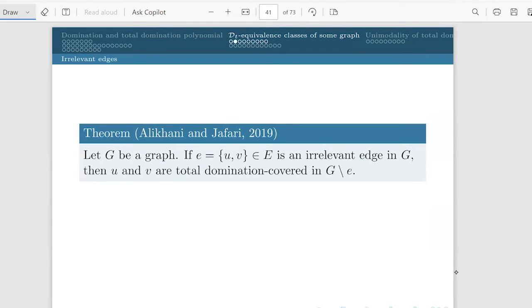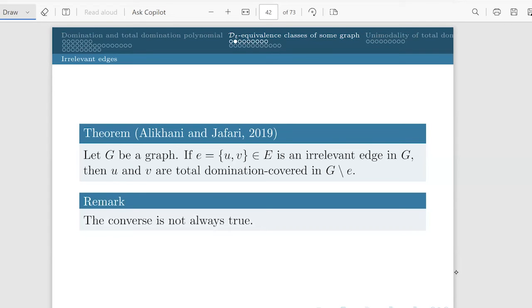And we could prove that if UV is an irrelevant edge in G, then two vertices U and V are total domination covered in G minus E. So this is a necessary condition for an irrelevant edge for the total domination polynomial. But the converse is not always true.